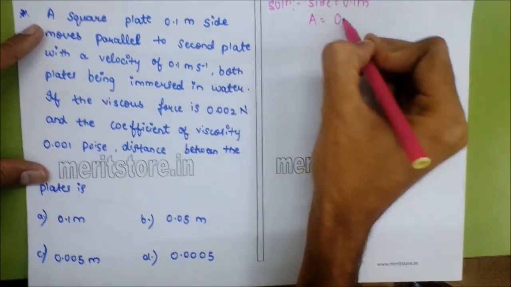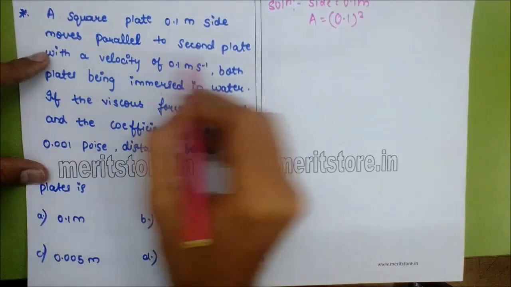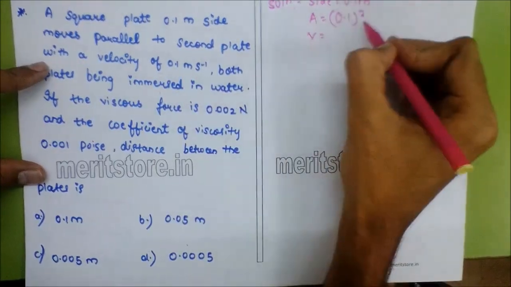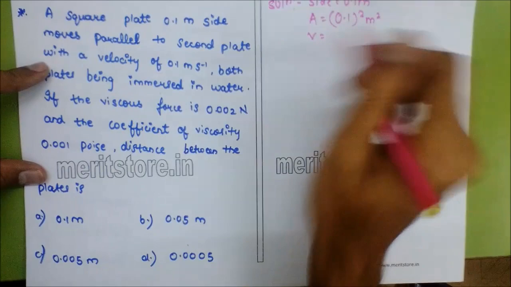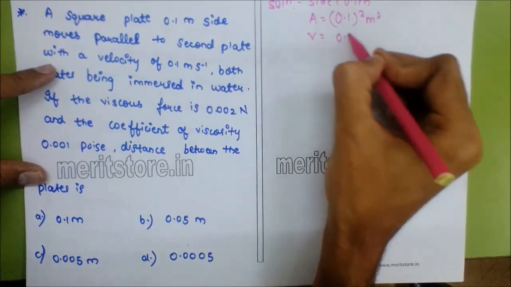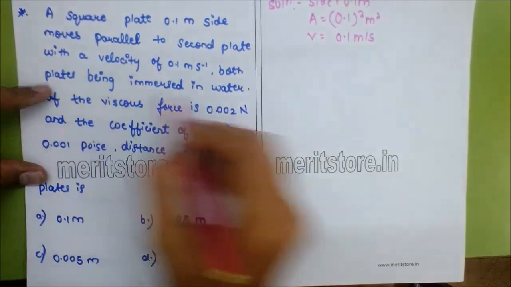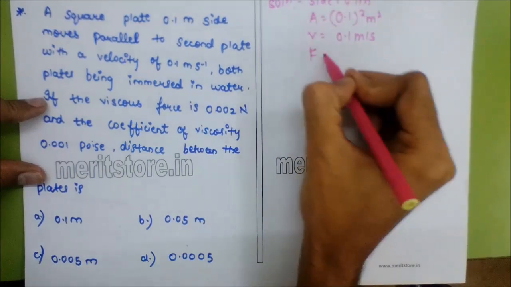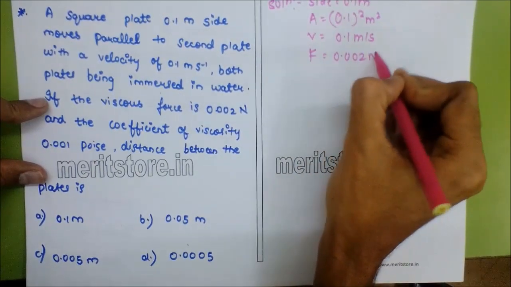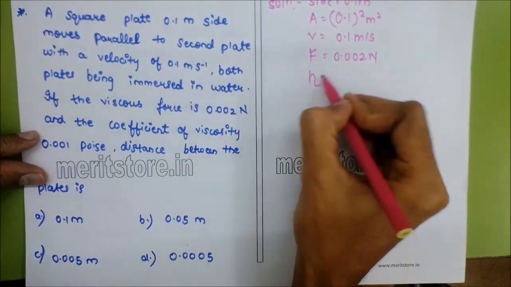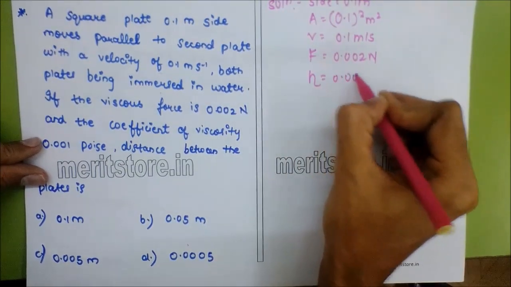So for the solution, we have given the side, which equals 0.1 meter, so the area will be 0.1 meter squared. Then we have the velocity, which is 0.01 meter per second. Then we have the viscous force, which is 0.002 Newton. Then we have the coefficient of viscosity, which is eta, that is 0.001.